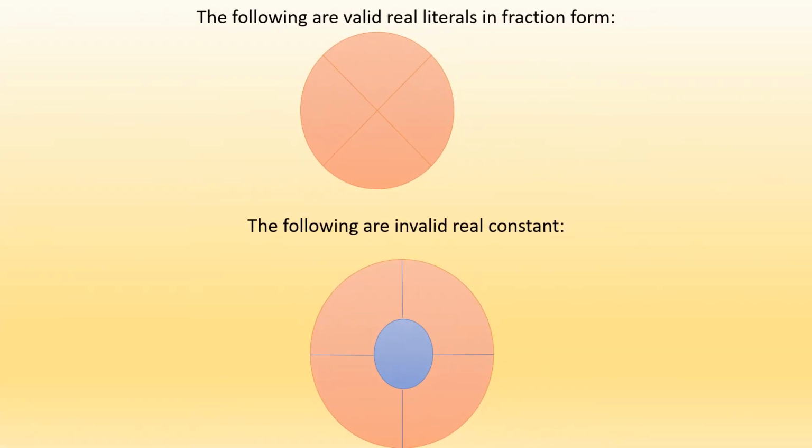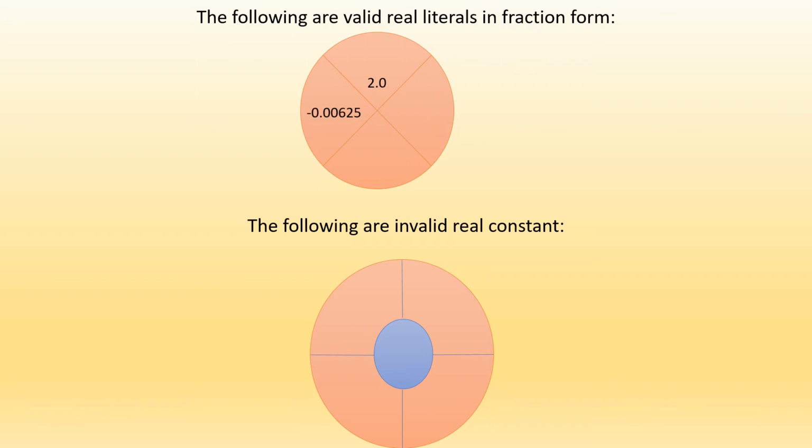Let's just see some of the valid real literals in fractional form. The first one is 2.0. Just recall the rule for real literal. It should have at least one digit before the decimal point and at least one digit after the decimal point. It can have a positive or negative sign. So 2.0 is a valid real literal, because it has one digit before the decimal point and one digit after the decimal point, and if no sign is used, it is considered as a plus sign.